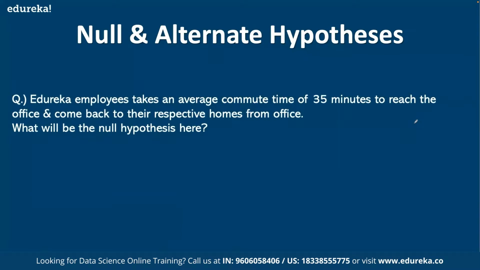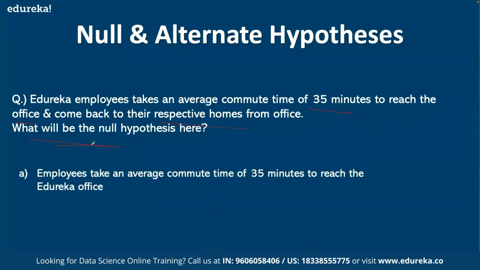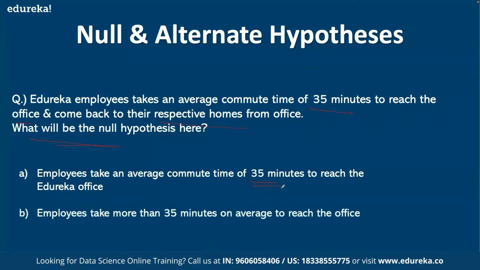Here we've got a question that says Edureka employees take an average commute time of 35 minutes to reach the office and come back to their respective homes from the office. Now, in this scenario, what exactly is the null hypothesis? In this example, the null hypothesis is our current belief, which is that Edureka employees take an average commute time of 35 minutes to reach the office, and they take 35 minutes to reach home from the office. That's my null hypothesis.